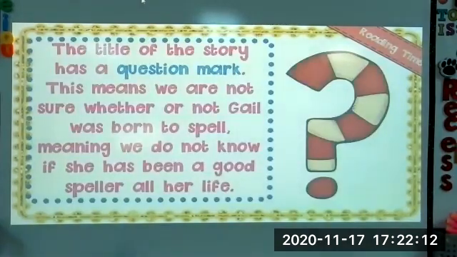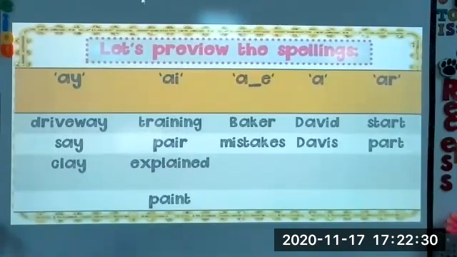So the title of the story has a question mark in it. And this means we are not sure whether or not Gail was born to spell, meaning we do not know if she's been a good speller all of her life. So let's go over some spelling before we start our story.